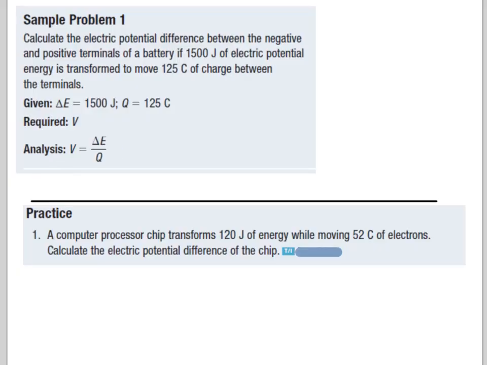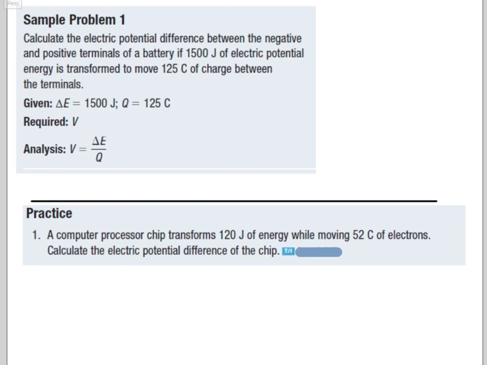So let's just try one quick question. Calculate the electric potential difference, so that's a fancy way of saying volts, between the negative and positive terminals of a battery if 500 joules of electric potential energy, please note energy and difference are different items, is transformed to move 125 coulombs of charge between the terminals.